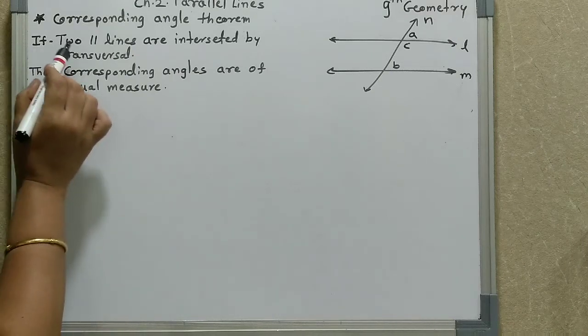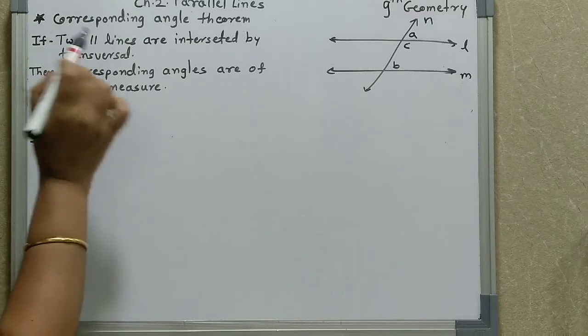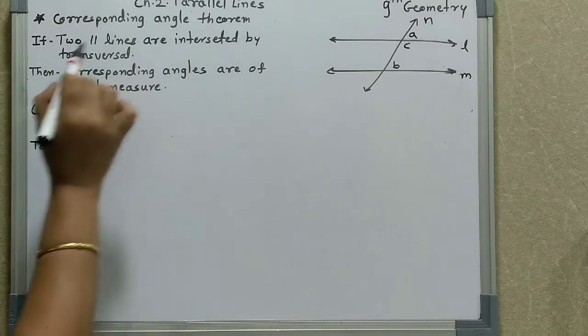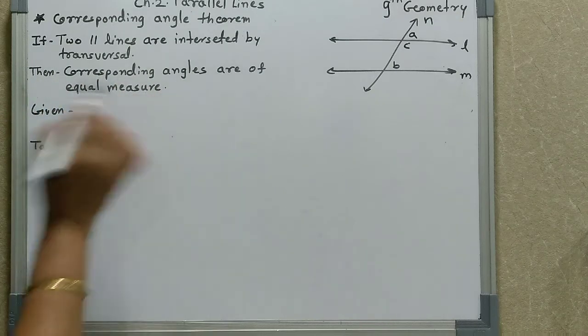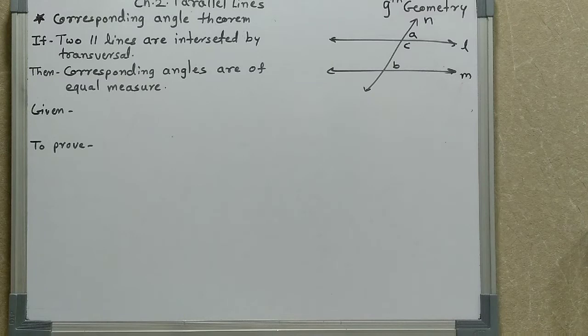So what is the if part? Two parallel lines, this is the sign of parallel. Parallel lines are intersected by a transversal and the given corresponding angles are of equal measures. So first I write the given part and then what to prove.